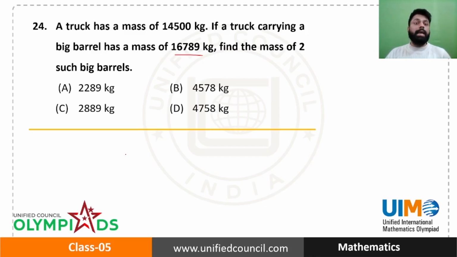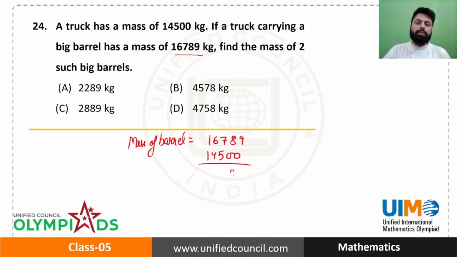If a truck is carrying a big barrel has a mass of this, find the mass of two such big barrels. So the mass of a barrel is 16789 minus 14500. This is 89, this is 2, double 2. So 289 kilogram is for one barrel.